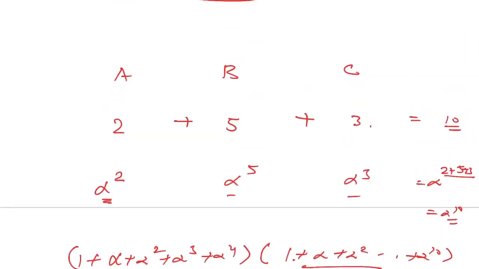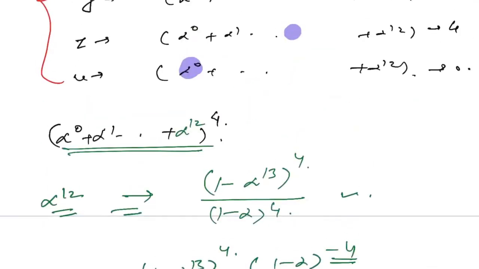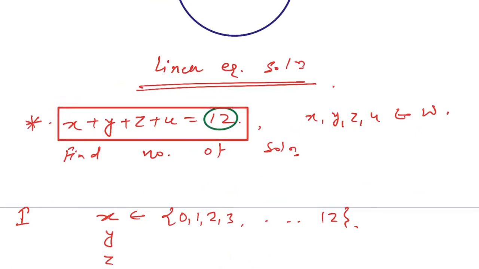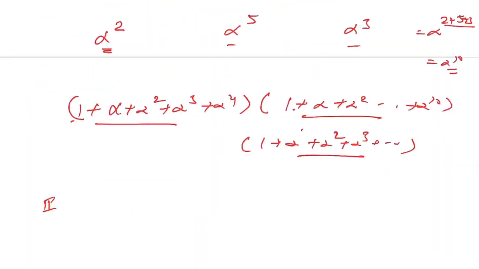This is the first method, how you are getting it and how you are solving this. Now, method second for the same question: x plus y plus z plus u is equal to 12, and then we have to solve for x, y, z, and u.